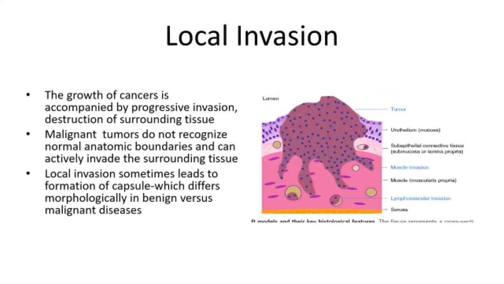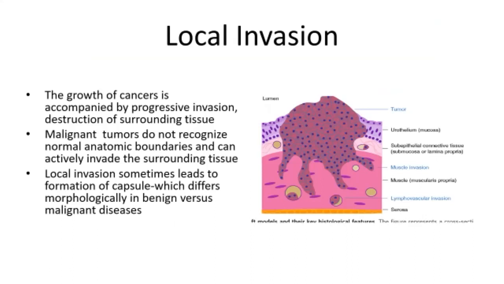Most important characteristic is local invasion. The growth of cancers is accompanied by progressive local invasion. By the term, we call it cancer, the initial term. Why is it called cancer? Because they adhere so tightly to it. This local invasion is usually not seen in benign tumors. Malignant tumors do not recognize the normal anatomical boundaries and can actively invade the surrounding tissue.